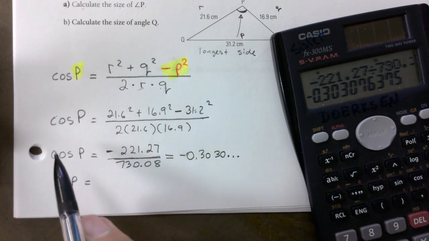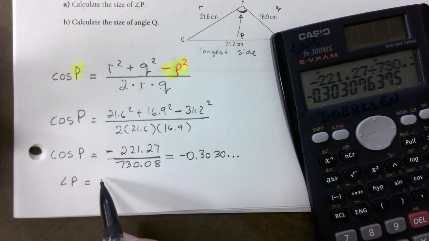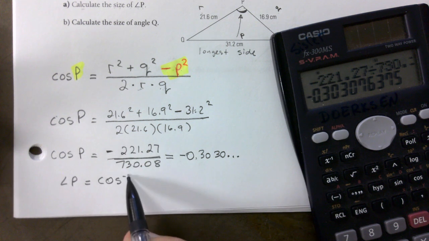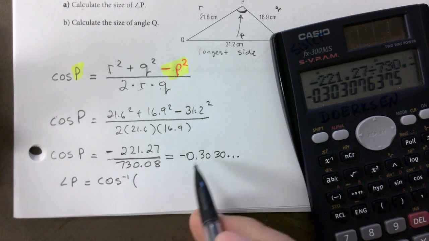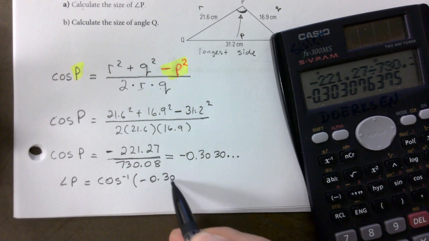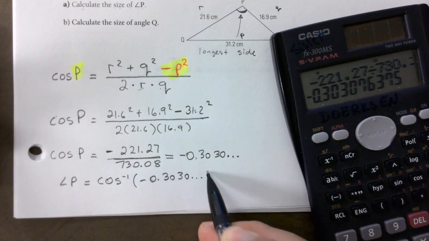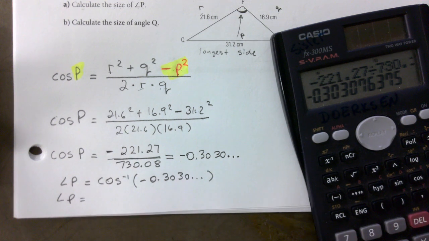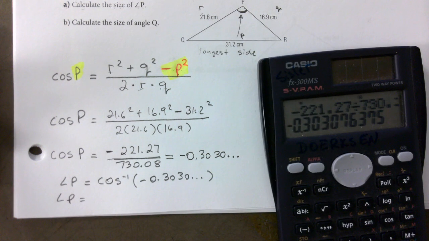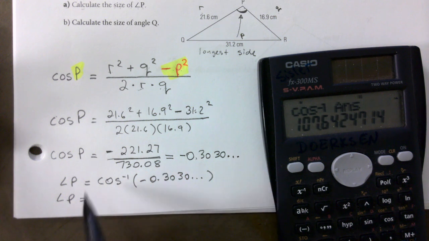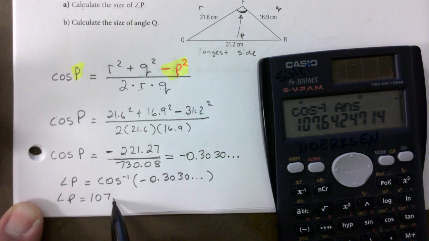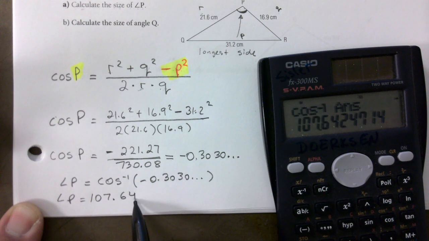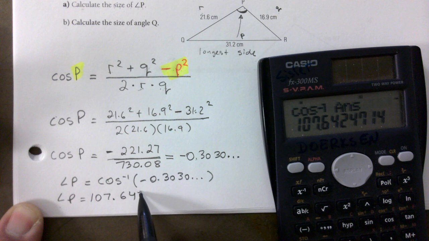What did we do with sine law when we wanted to find the angle? We used the inverse, right? So we're going to use the inverse of cosine, and we're going to insert our number in there. Angle P. So watch on my screen. I just go shift or second, whatever your calculator needs to do, cos, equals. It's 107.64 degrees. Don't forget that.